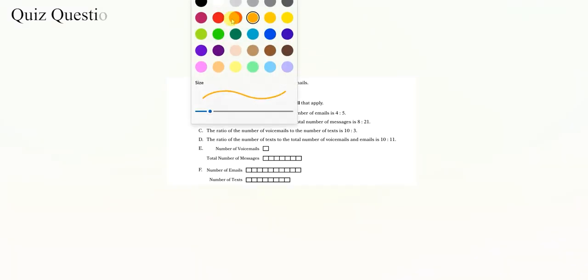Okay, so students are having trouble on quiz number 2. So let's look at this in detail. Let's get my little pen tool. Use the red. Okay, so we see that Saina receives 10 texts, 3 voicemails, and 8 emails.